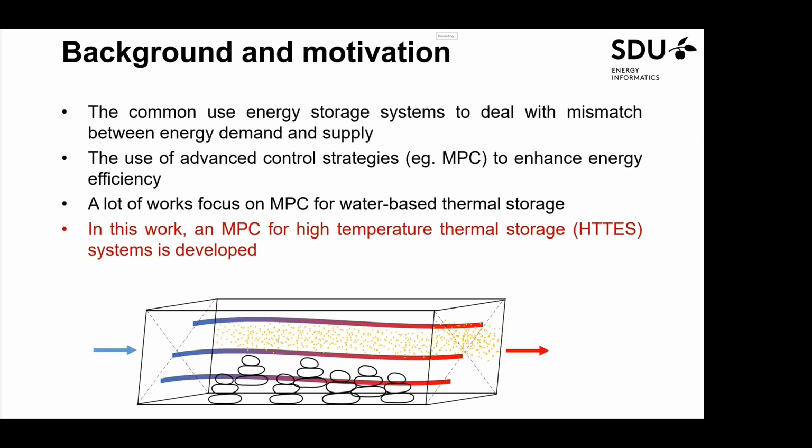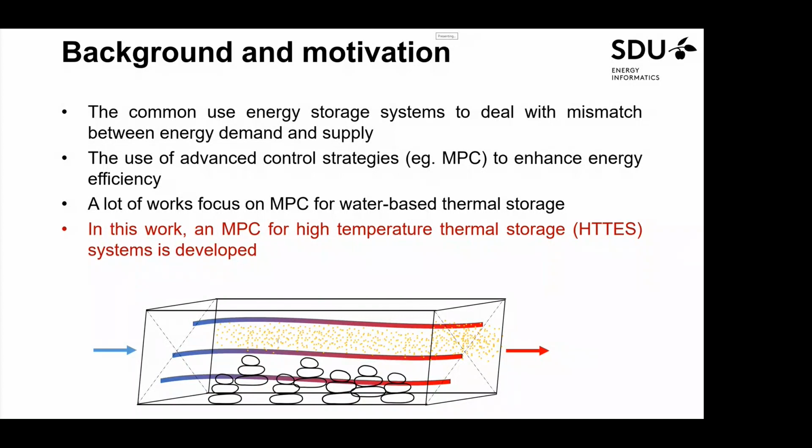For the background, as we know, energy storage is quite commonly used to balance the mismatch between energy supply and demand. It is also possible to apply some advanced control strategy to improve the energy efficiency of the storage system. One such strategy is MPC, model predictive control, and it's quite popular in a lot of applications such as buildings and HVAC systems.